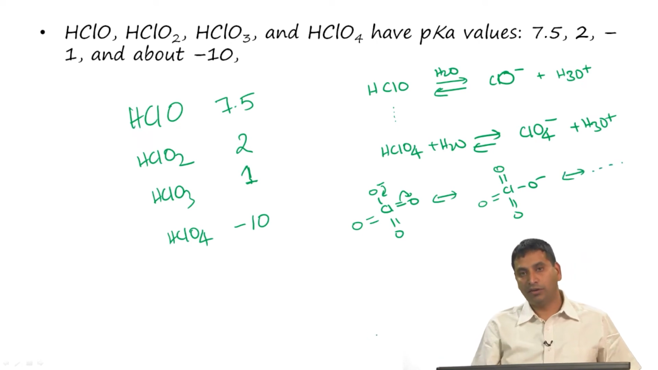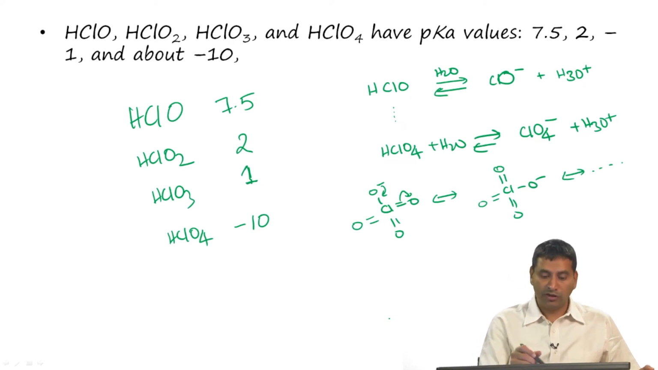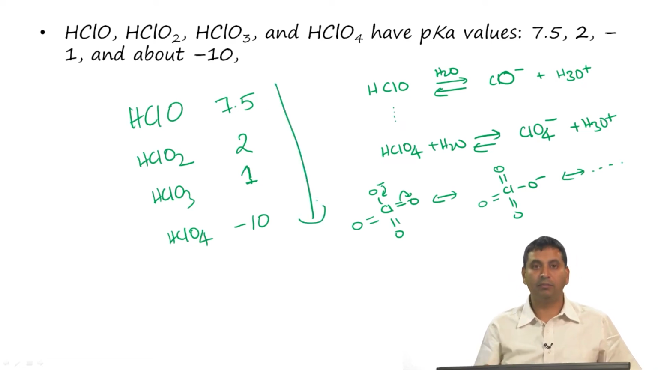Therefore, the negative charge on perchlorate is far more stabilized when compared with ClO3 minus, which in turn is more stable than ClO2 minus, which in turn is more stable than ClO minus. So, this helps us explain this trend in pKa.